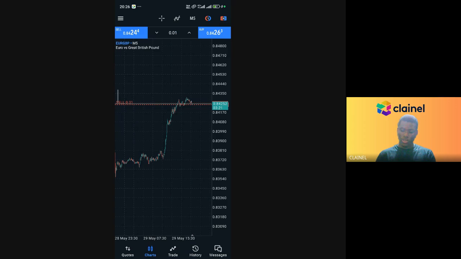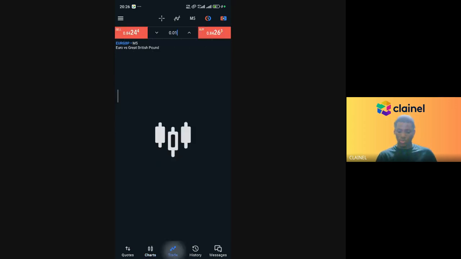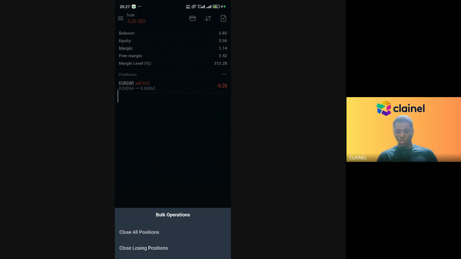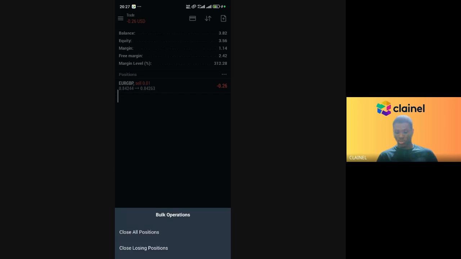So now we've already clicked on sell. The trade is already going on. If you want to see the trade that is ongoing, just click on trade here. And we can see that we're currently at a 27 cents loss. If you want to close every position, you can click on these three buttons right up here and click close all positions, and then all your positions are closed.